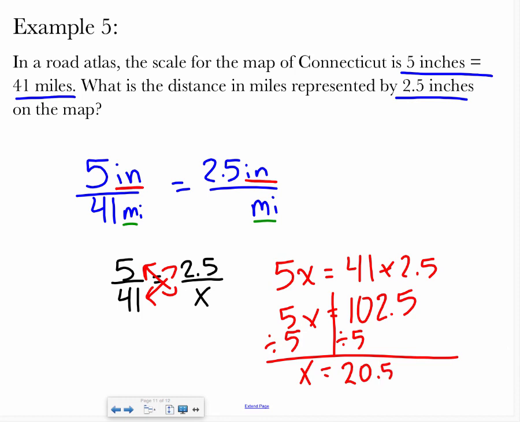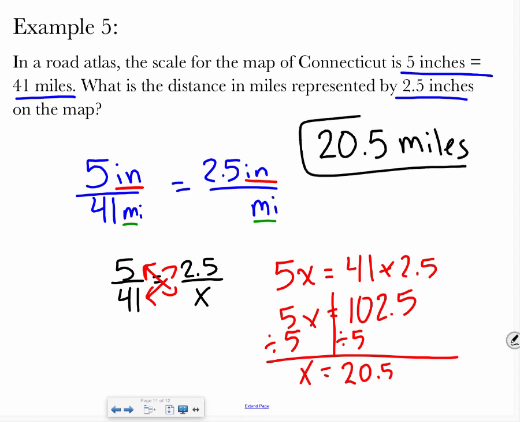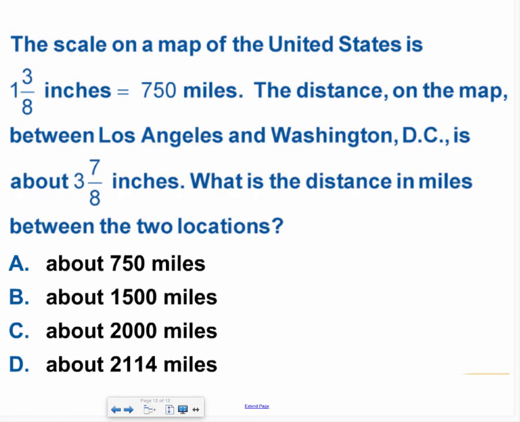I'm not quite done yet. My last step is to write it with its label. So 20.5 miles. If you just put MI instead of writing out miles, that's fine. Make sure you don't just do an M though, because that stands for meters. All right, try this last example on your own and see how you do.